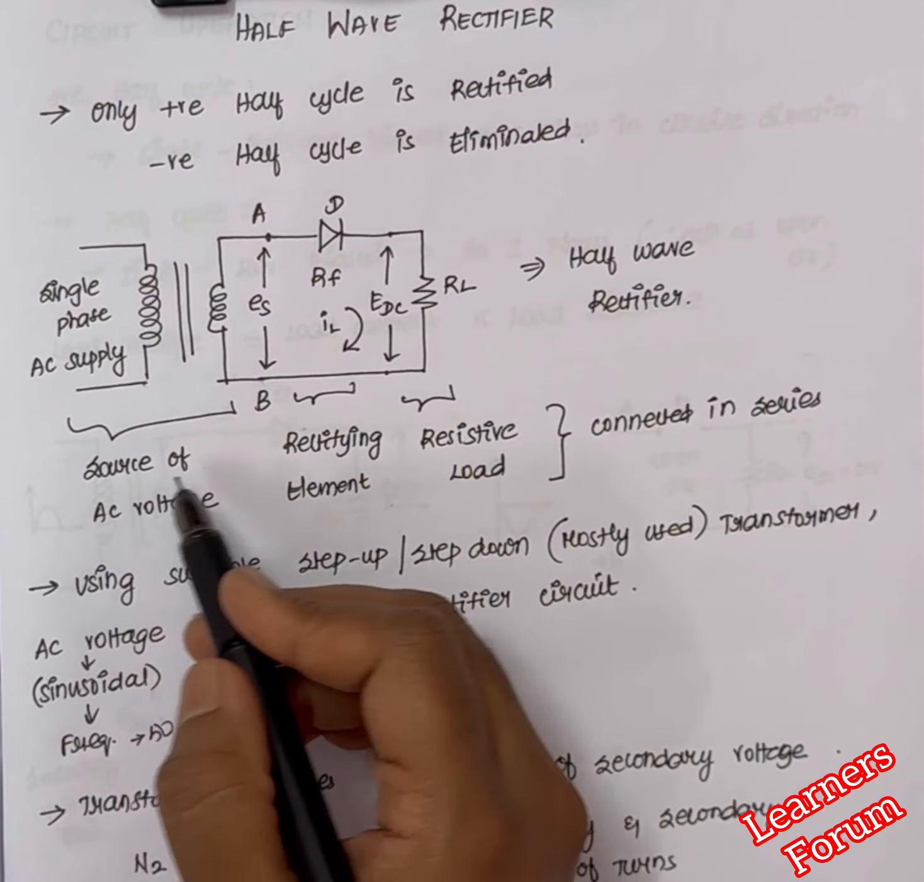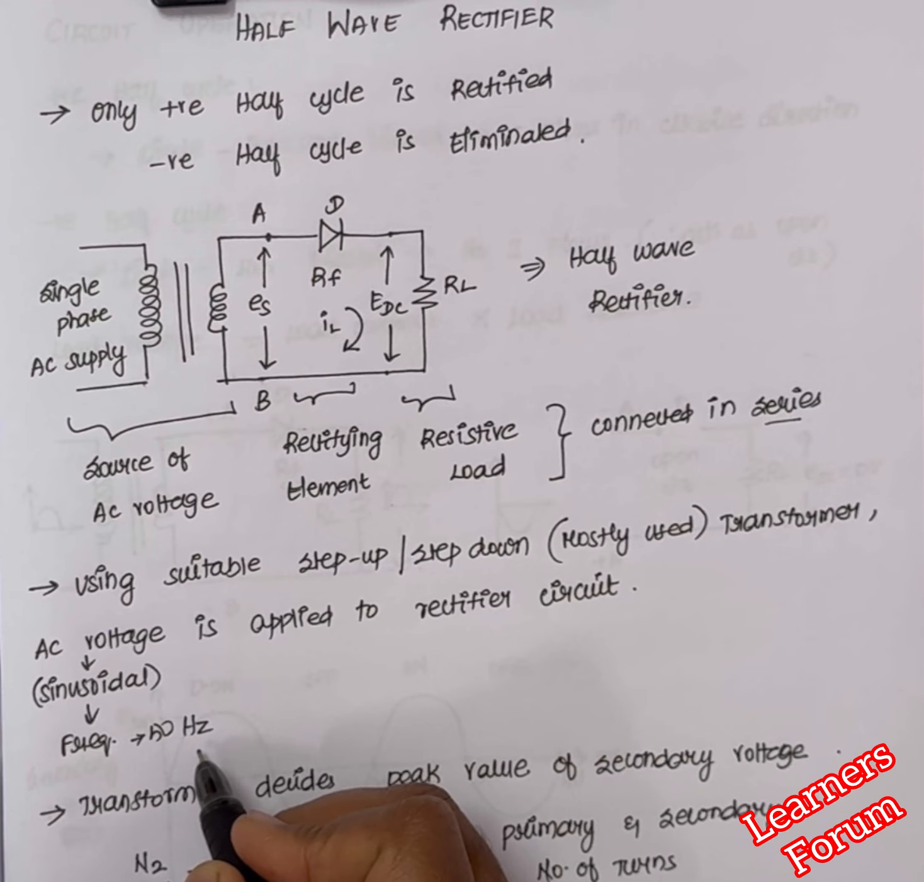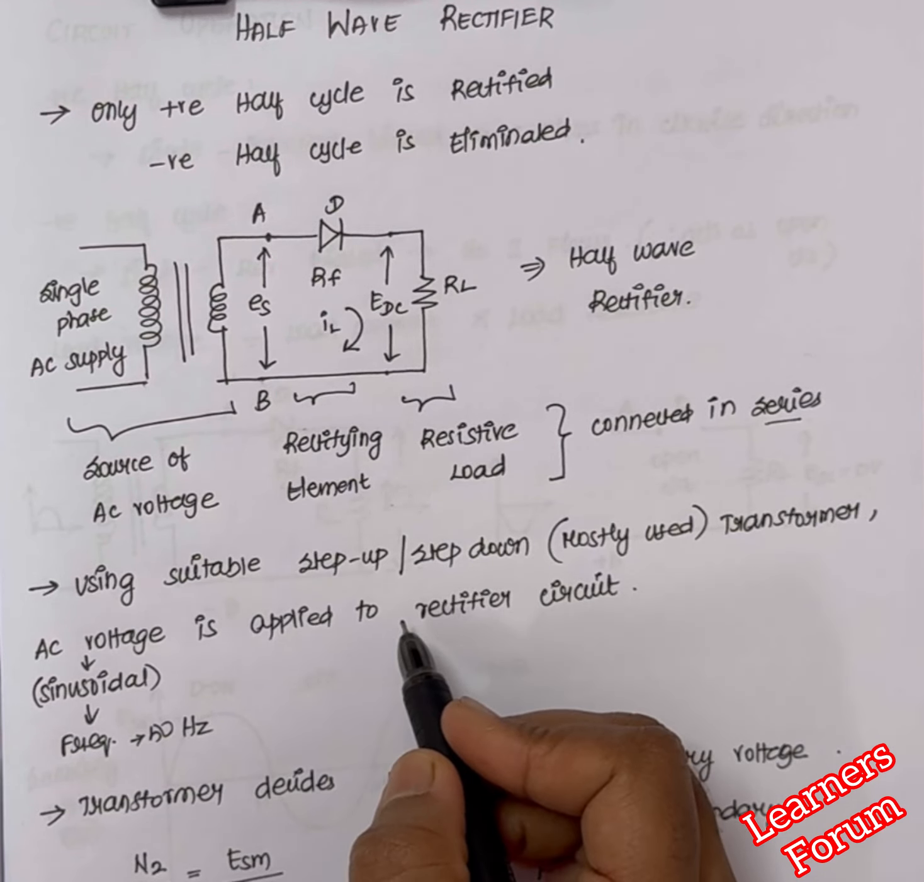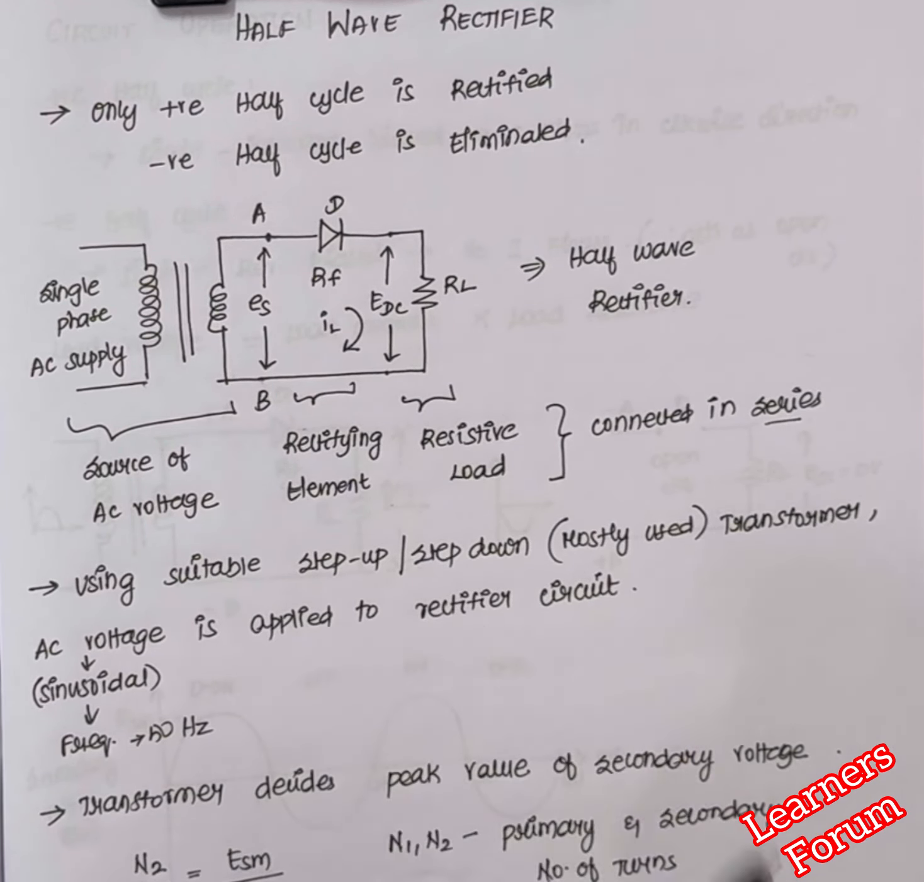Using a suitable step up or step down transformer, like I said before, mostly step down will be used. Here the AC voltage is applied to the rectifier circuit. This half will be the rectifier circuit, and the applied AC voltage will be sinusoidal with a frequency of 50 Hz over here. So this is the basic construction of a half wave rectifier.